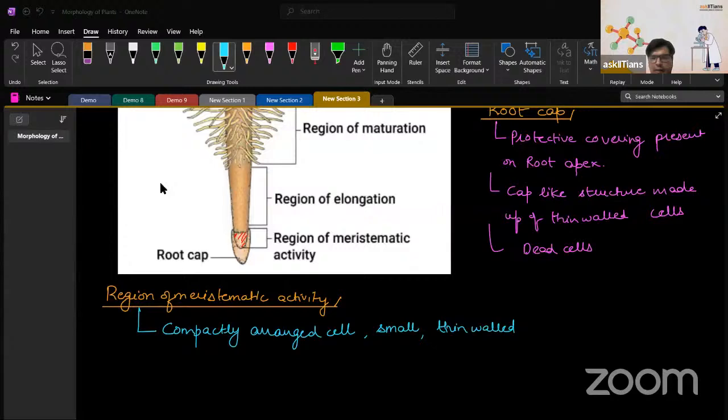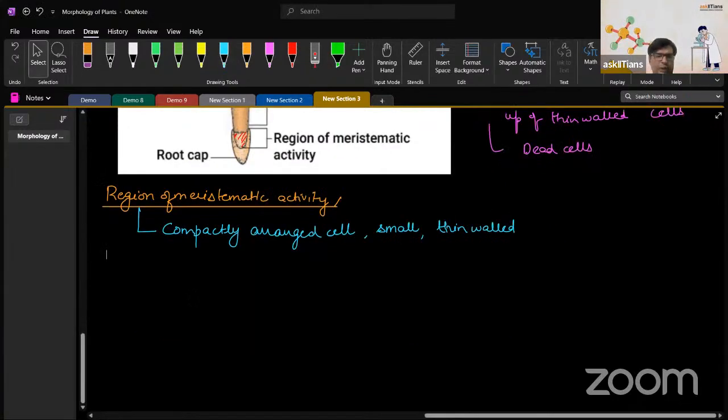Just a second, guys. I'm trying to find a slide picture that we can use to understand the cells of the meristematic tissue. Let's use a stock picture, maybe. It will help us. Yeah, so we have the pictures now, and let's see the meristematic tissue here.